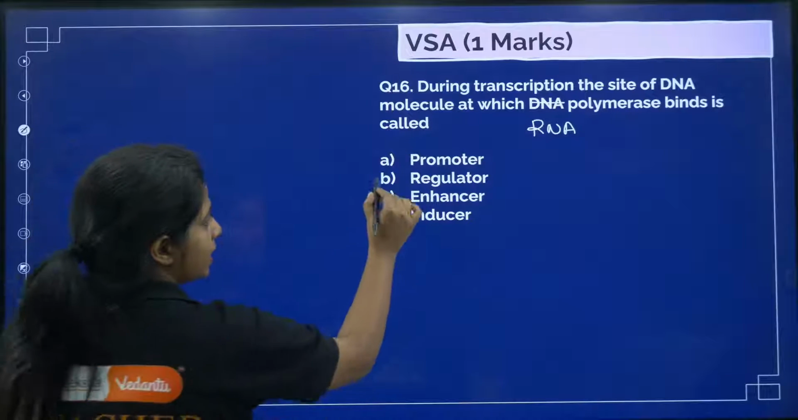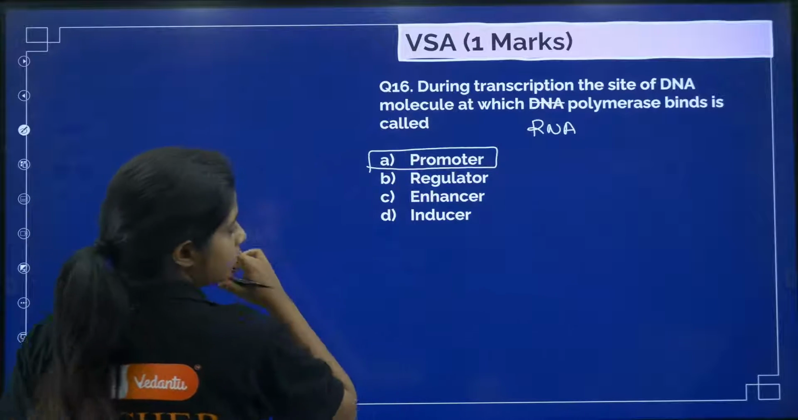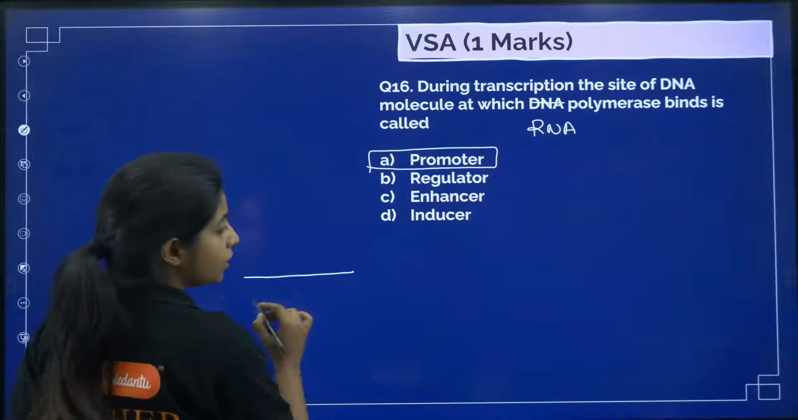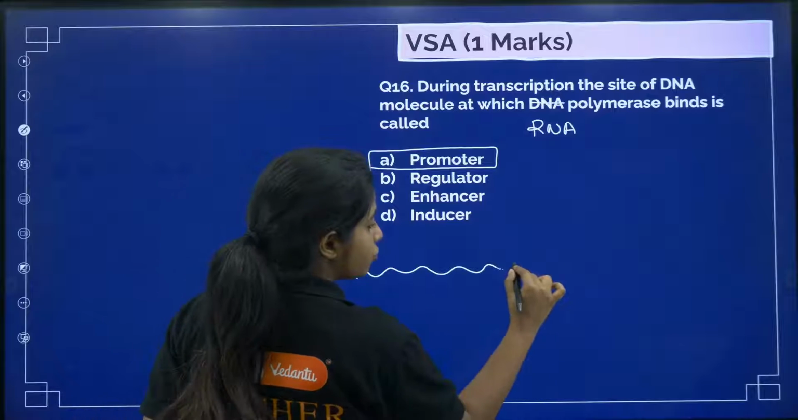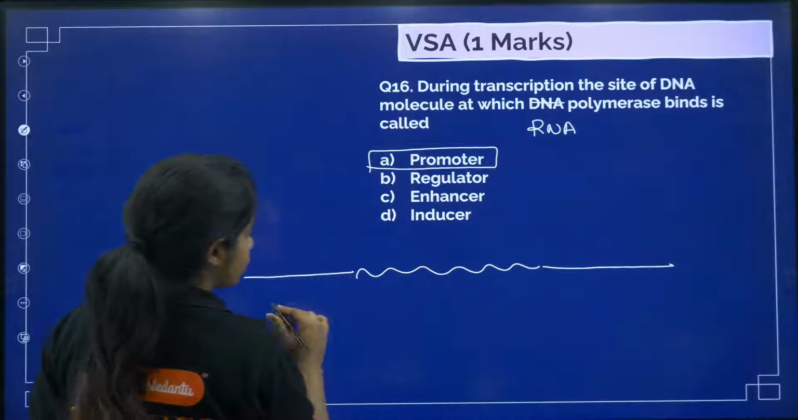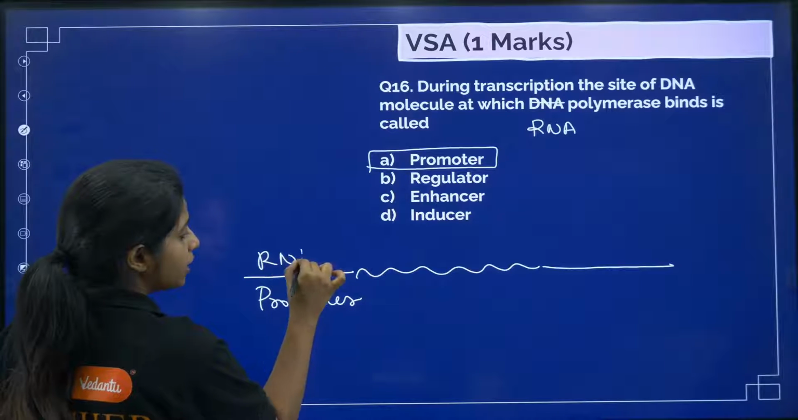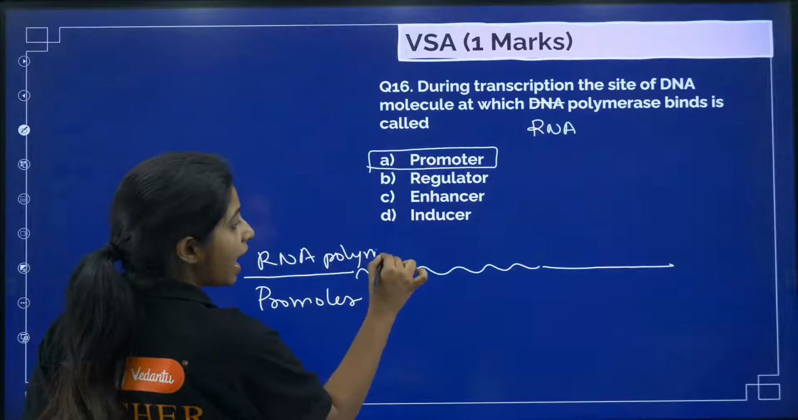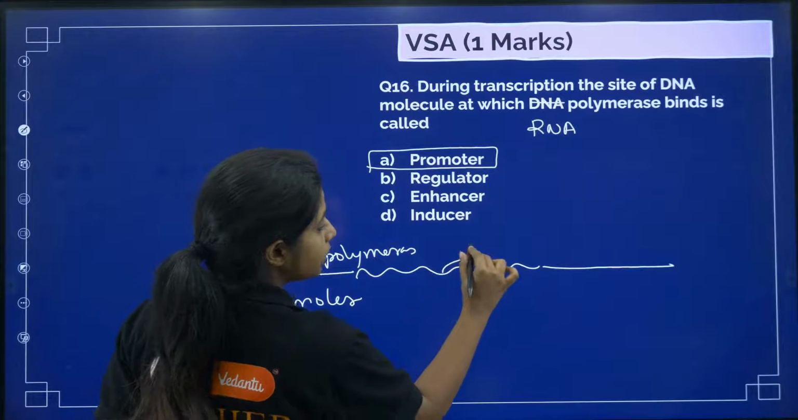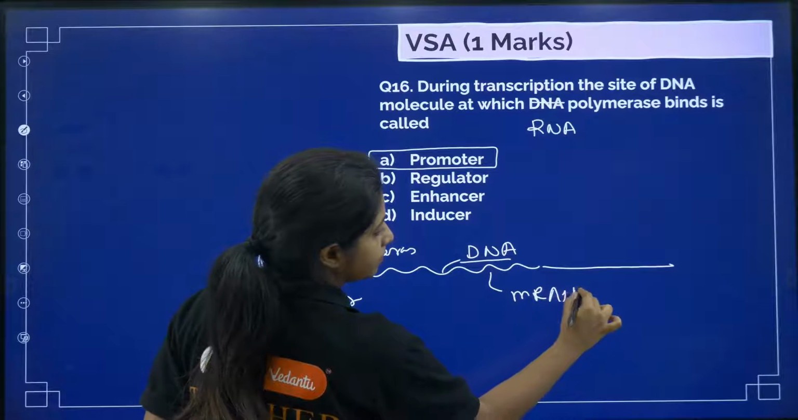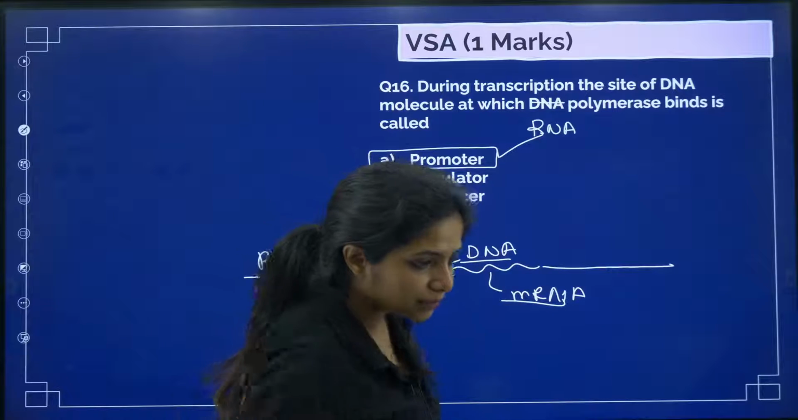16A. Yes, it is the promoter sequence. This is a very direct question. I hope you know there is a promoter region, and in between you have the structural gene and there is a terminator region. The promoter region is where the RNA polymerase will come and bind and start transcribing this DNA to mRNA.